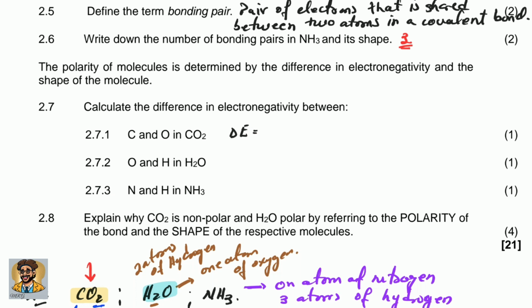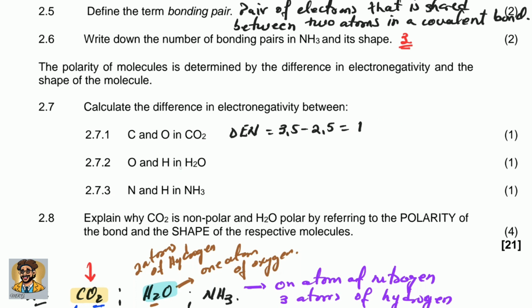So for carbon and oxygen, the change in electronegativity, I'm going to write En for electronegativity, is equal to 3,5 minus 2,5. Always the bigger number minus the smaller. This is equal to 1.